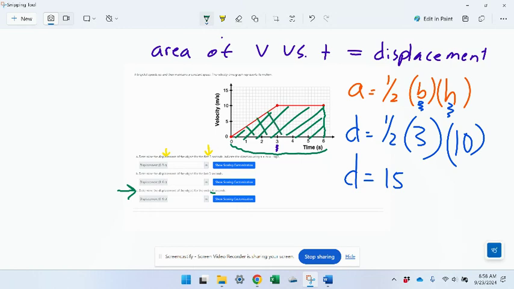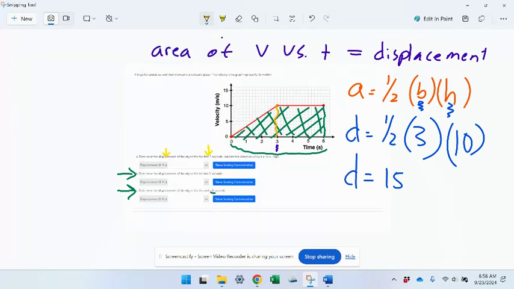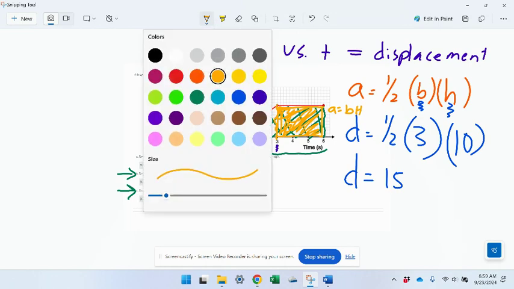Now if you work through this problem as it says, it actually has you in the second one find the area for the second 3 seconds, which would be the displacement for the second 3 seconds. So really, the best way to do this is you find the area of this part, which is just base times height. In that case, area of a rectangle would be base times height. And then you would add it to the area of the triangle, the one you already found.